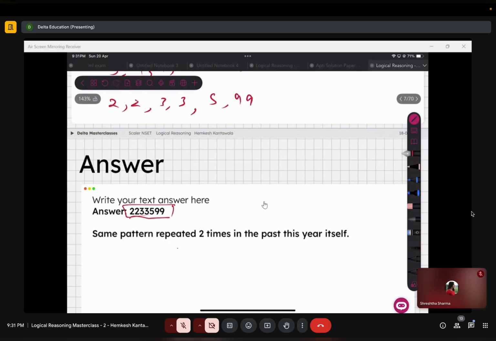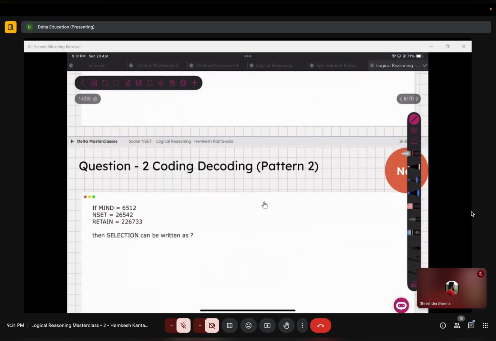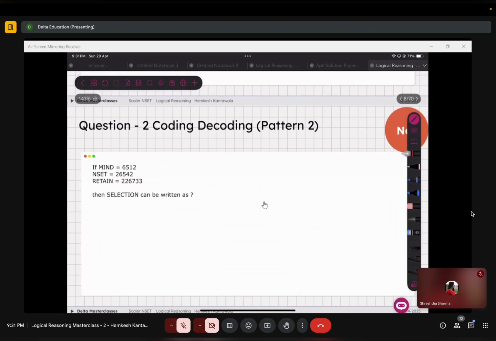Okay. So yeah, this pattern has been repeated 3 times, I have seen. Okay. Let's go to the next question. Take 2 minutes, find the pattern here.